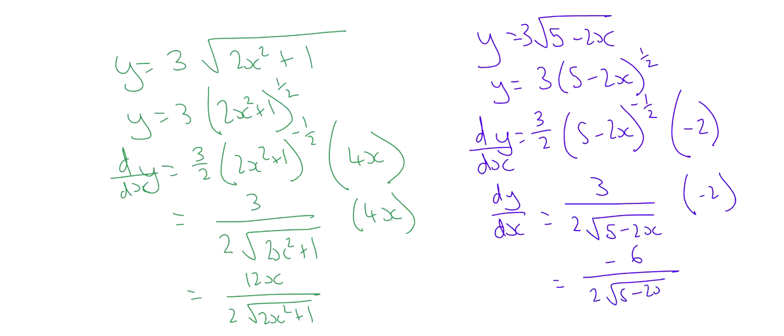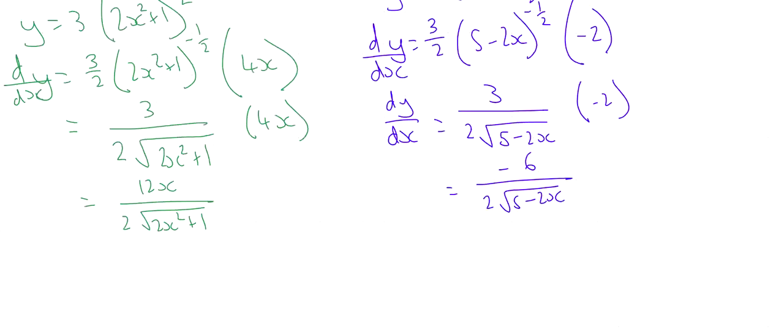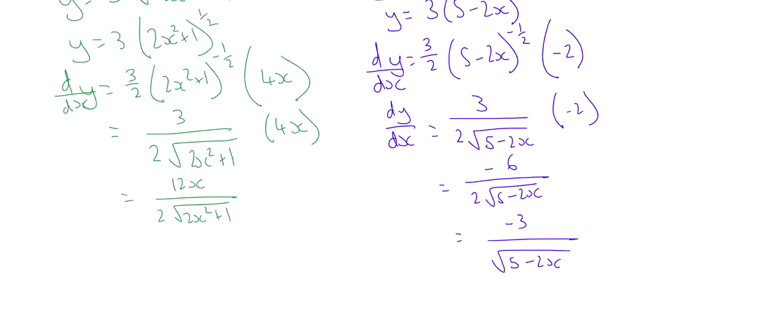Is that my answer? I'm going to say this is incomplete. Why is it incomplete? It's not that it's negative. I can simplify it, right? What can I simplify it to? Good. So this is going to be -3 over square root 5 minus 2x, because I can divide these by 2. All right, that is the derivative of my original function.